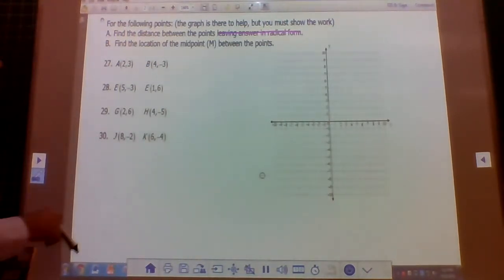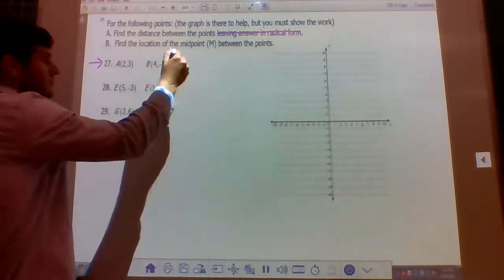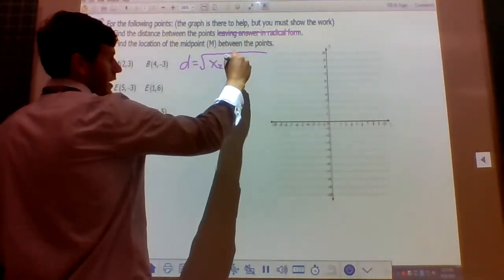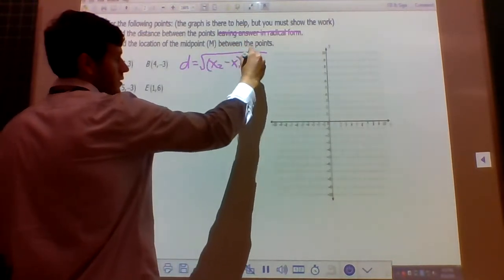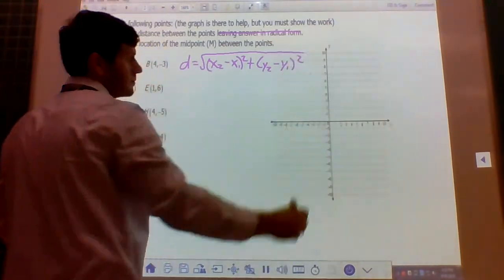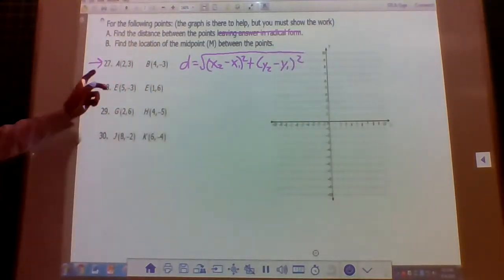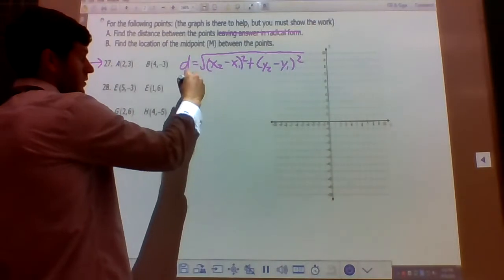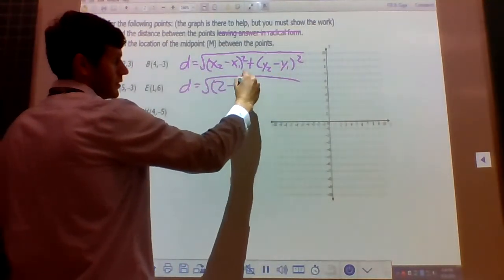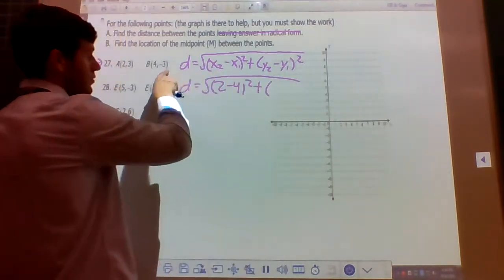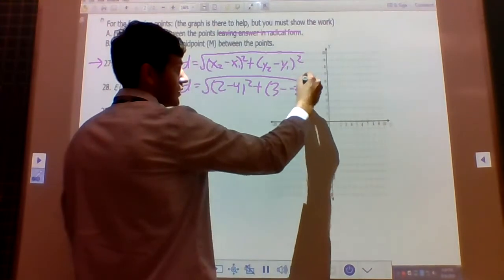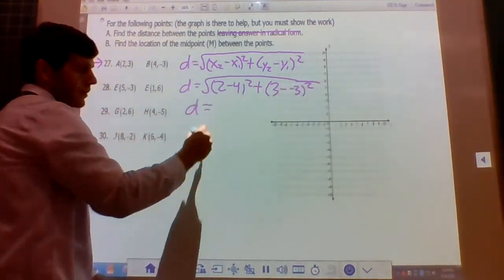So distance here for 27 is the square root of the change in x, x2 minus x1 squared, plus the change in y squared. The two x coordinates are 2 and 4. So distance is the square root of 2 minus 4 squared plus the two y values, 3 minus negative 3. So 3 minus a negative 3 squared. Put that in your calculator and get an answer.